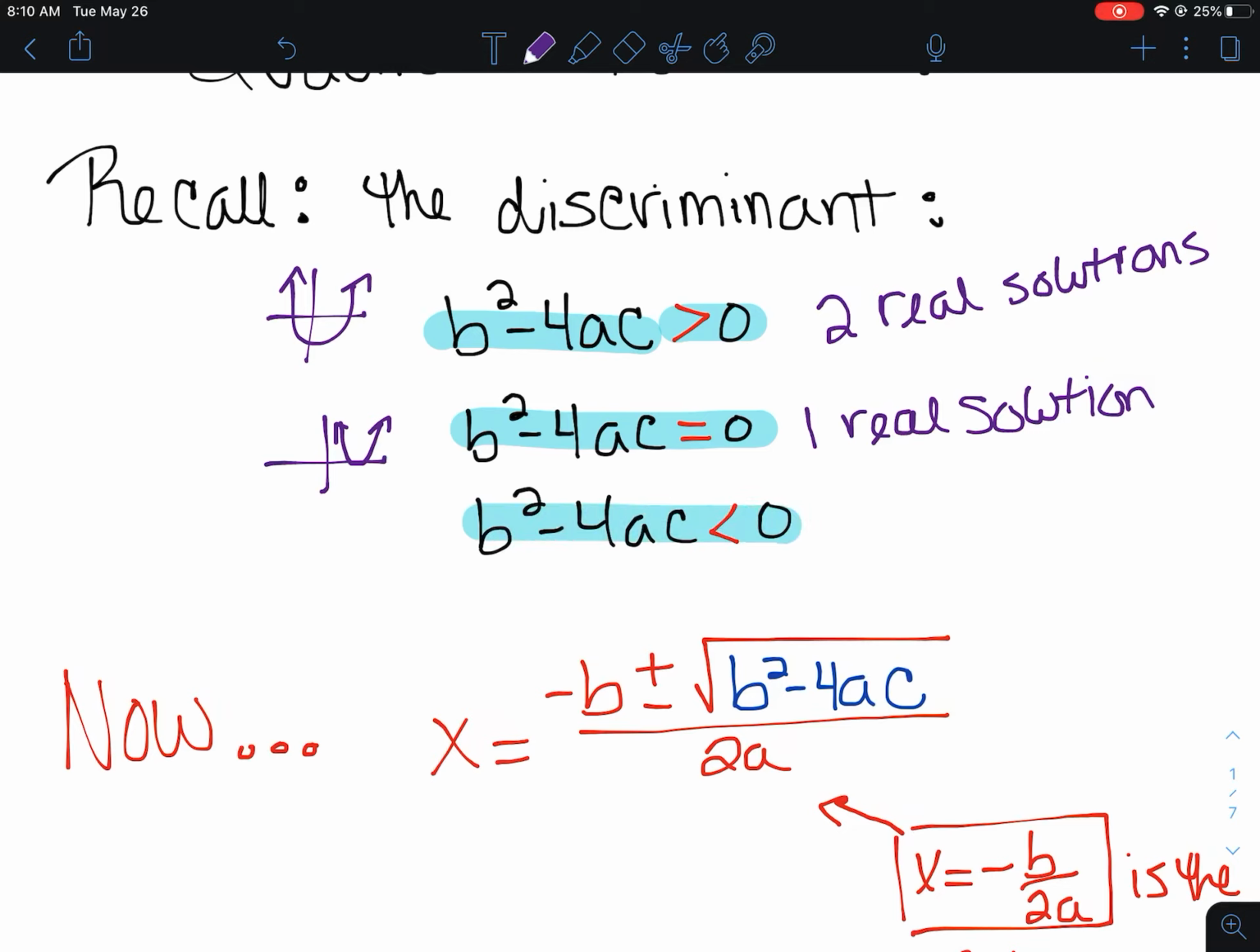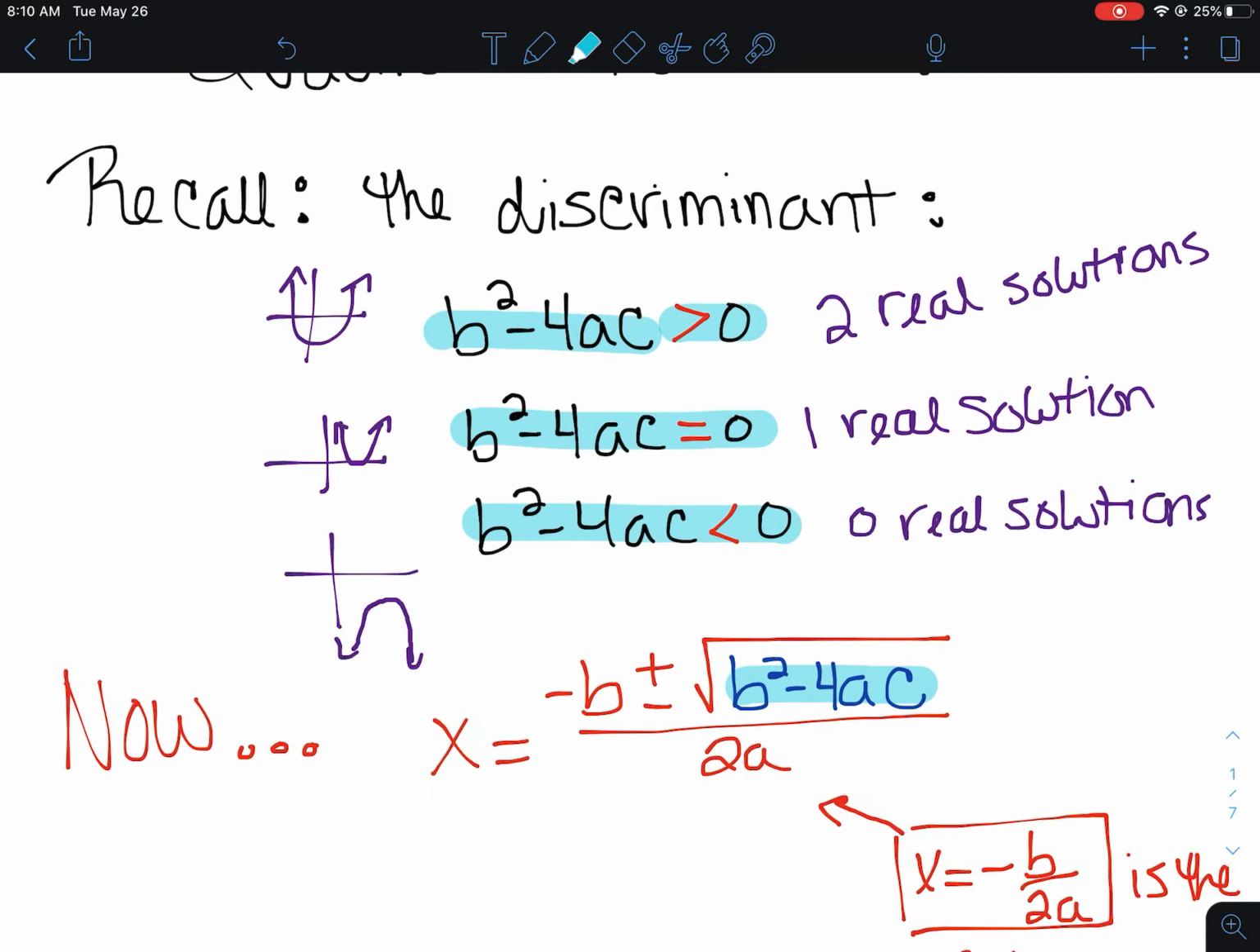And then when the discriminant was negative, we had 0 real solutions, which means our answers are imaginary and the graph never actually crosses the x-axis. There's no real spot where it crosses the x-axis. So what we're going to do now is put that all together.